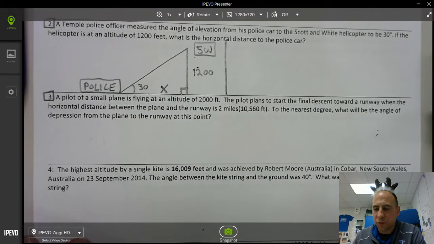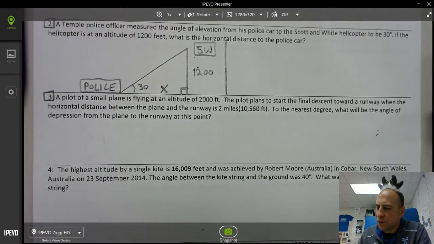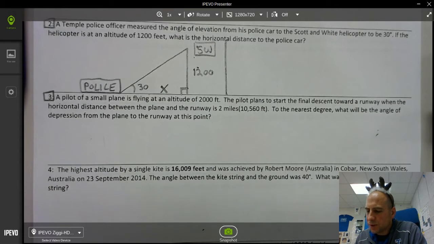All right, number 3. A pilot of a small plane is flying at an altitude of 1,200 feet. The pilot plans to start the final descent toward a runway when the horizontal distance between the plane and the runway is 2 miles, or 10,560 feet. To the nearest degree, what will be the angle of depression from the plane to the runway?